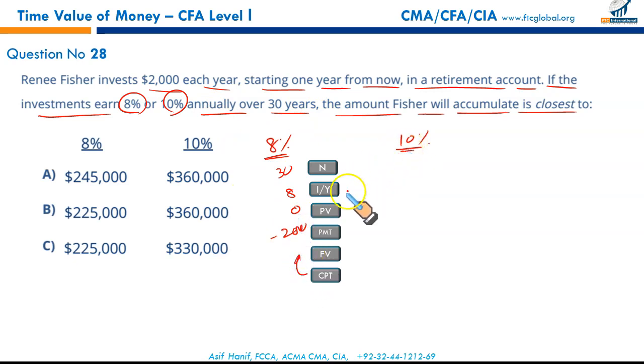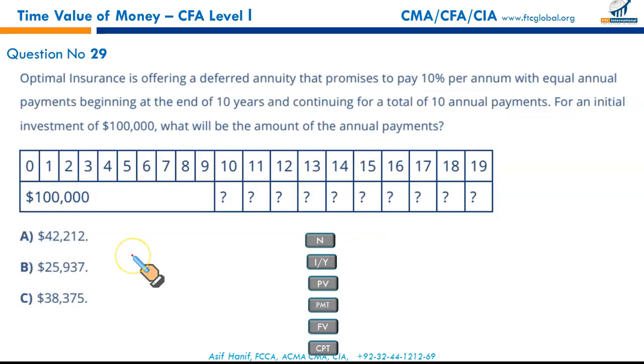In case of 10%, 30 payments, 10% interest, present value 0. 2,000 is the recurring payment. What will be the future value? Simply punch in the numbers in your financial calculator TVM and you will get 225 and 330 as your result. Save time and move on. Now this is a good one.